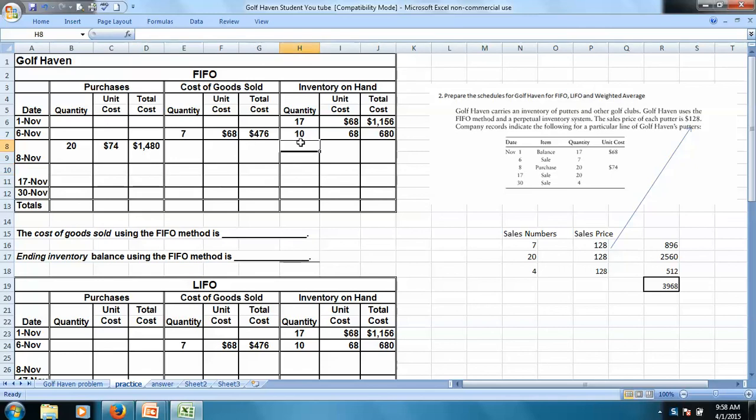We have the original 10 putters that we had remaining from a previous period that have not yet sold for $680.